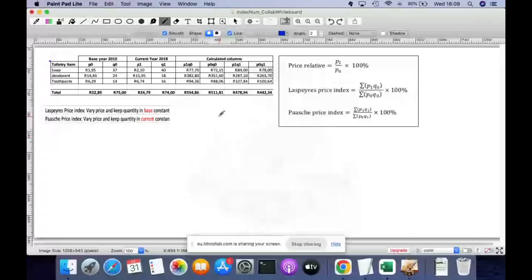So yeah, let's start. Today I'm going to explain the index numbers. That is learning unit 2. I'm going to share my screen. Just let me know once you can see this whiteboard. There's a table here with toiletry items on the left, and then base year, current year, going across the columns. If you can't see that, just give me a heads up.